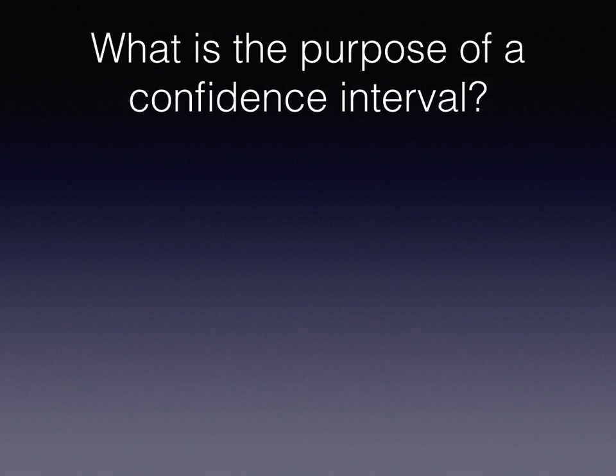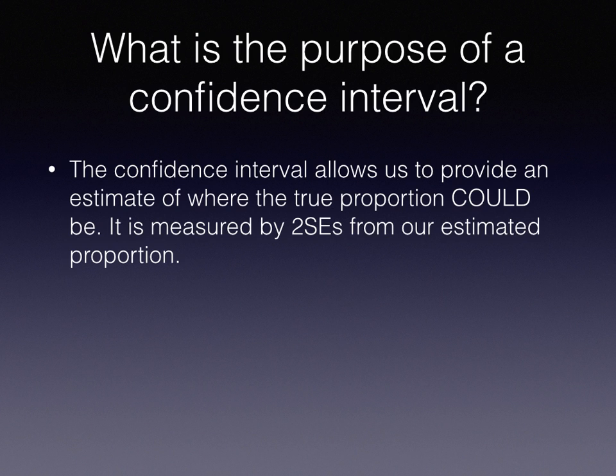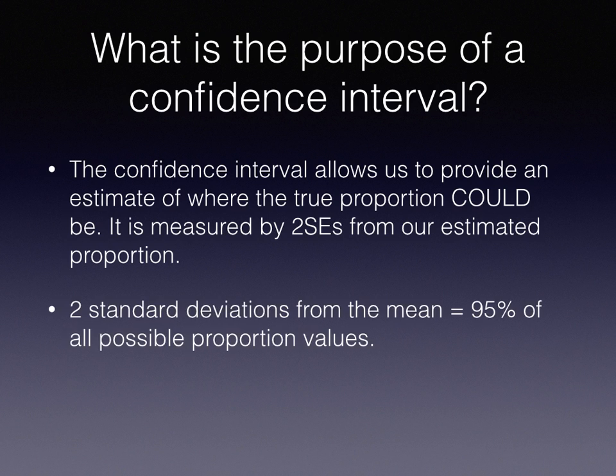What is the purpose of a confidence interval? The confidence interval allows us to provide an estimate of where the true proportion could be, and is measured by two standard errors from our estimated proportion. Because two standard deviations from the mean is 95% of all possible proportion values, the same thing works for standard errors. Two standard errors from the mean captures 95% of our possible proportion estimates.